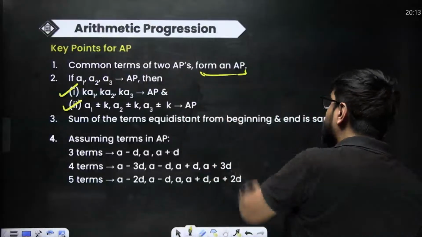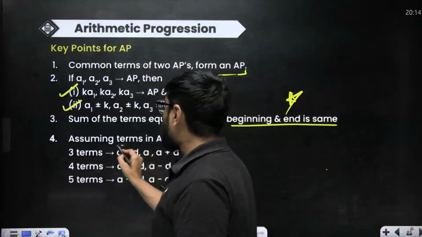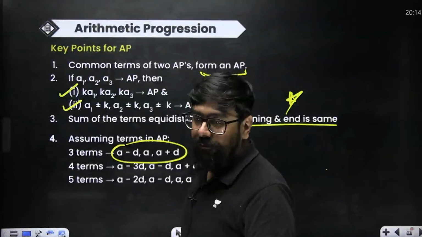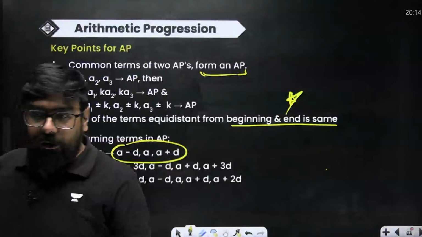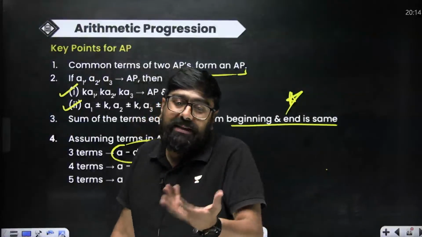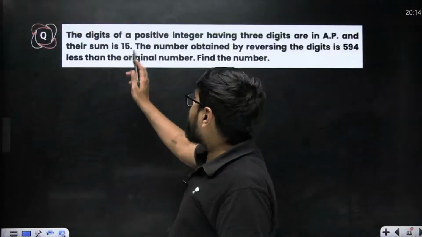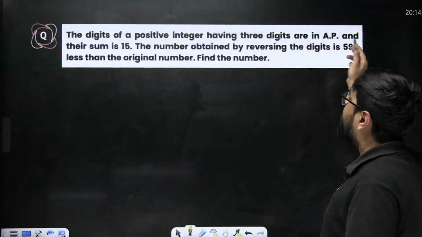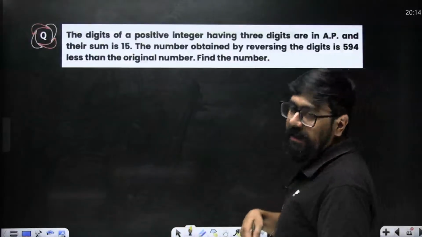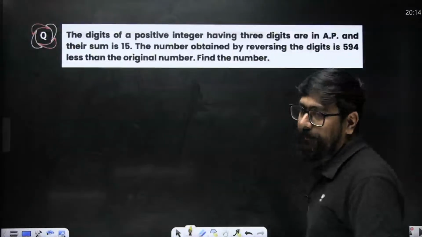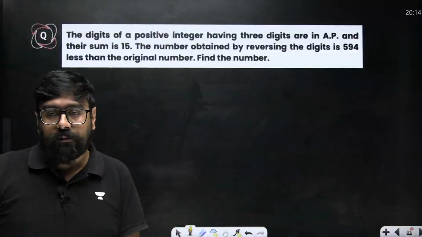Sum of terms equidistant from beginning and end is the same, a very important property. Sometimes you have to assume terms for doing some question. Suppose you want 3 terms to be in AP. For example: the digits of a positive integer having 3 digits are in AP and their sum is 15. The number obtained by reversing the digits is 594 less than the original number. Then find the number. So sometimes you need to assume terms in arithmetic progression.